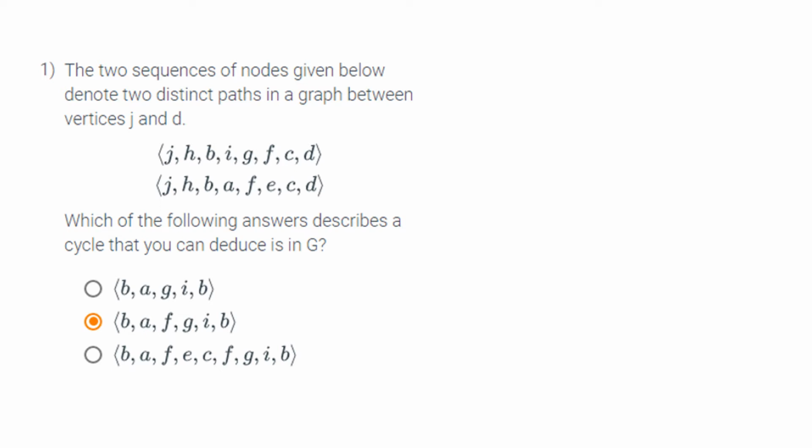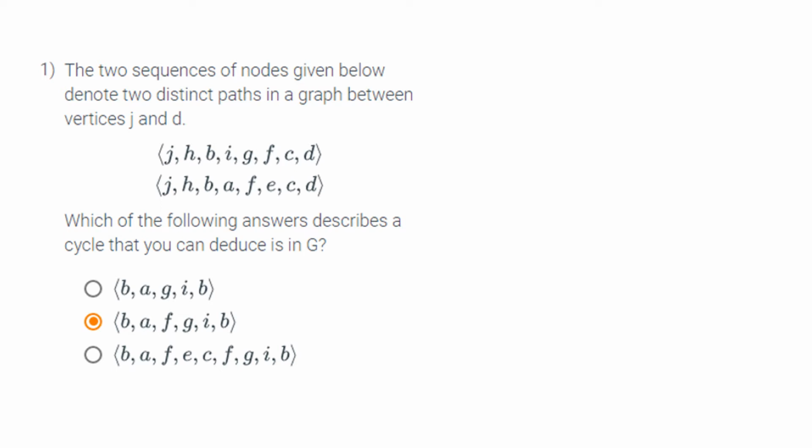So the two sequences of nodes given below denote two distinct paths in a graph between vertices J and D. So you see the two paths there. Then it says, which of the following answers describes a cycle that you can deduce is in G? So now we're talking about cycles, and that's what ends up happening, that we could say that there's actually a cycle in here, and therefore it's not a tree. So we could first of all look at the first one, BAGIB.